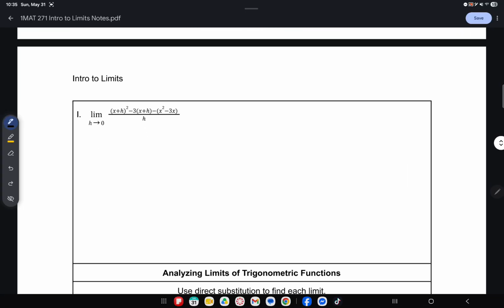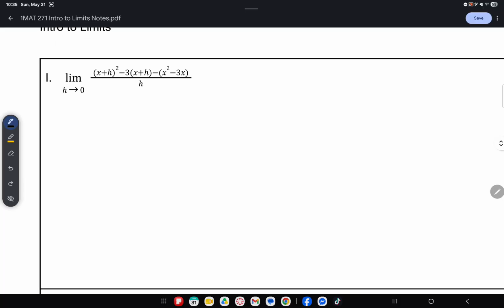All right, we got one last page here. So the limit as h goes to 0 for this entire function here. So let's just go ahead and distribute a lot of things out. So the limit as h goes to 0, let's multiply that out. So that's x squared plus 2xh plus h squared. And then minus 3x minus 3h minus x squared plus 3x all over h.